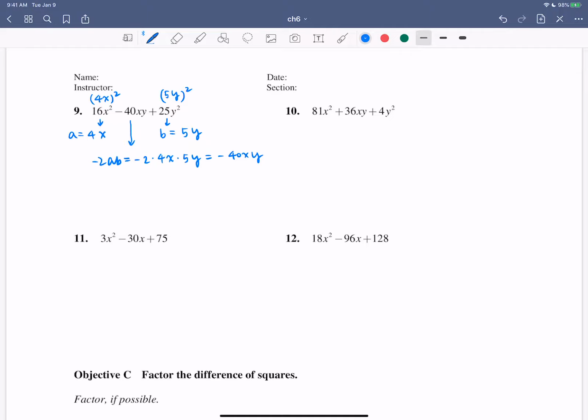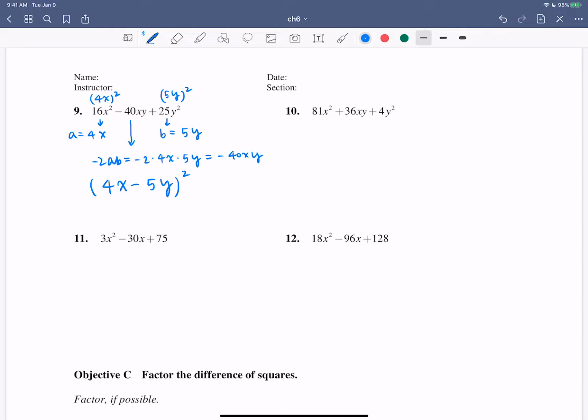So this is indeed in the form of a squared minus 2ab plus b squared. Therefore, we could write the factored form right away. It's going to be a minus b squared. A is 4x minus b is 5y squared.